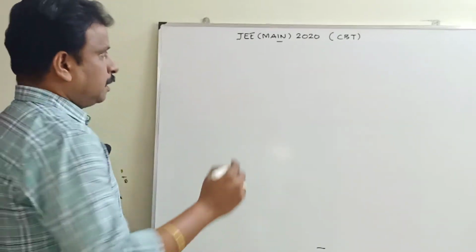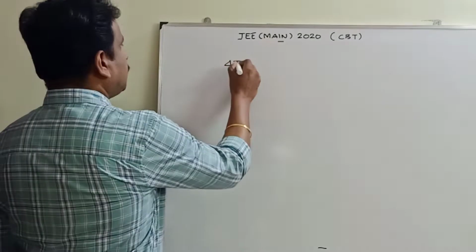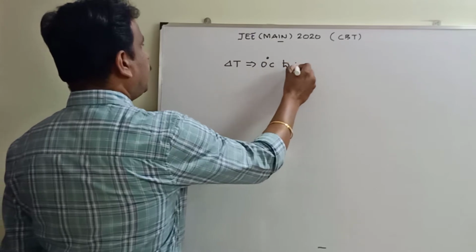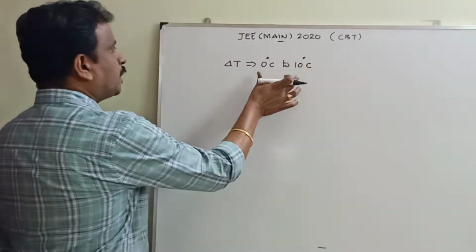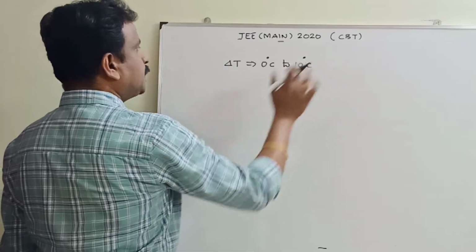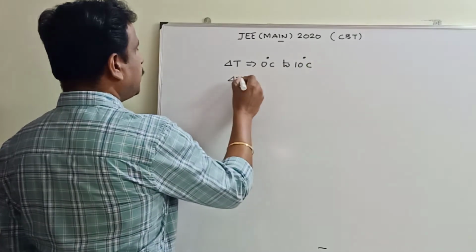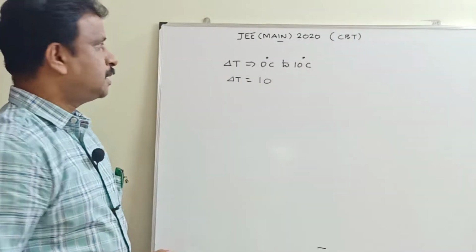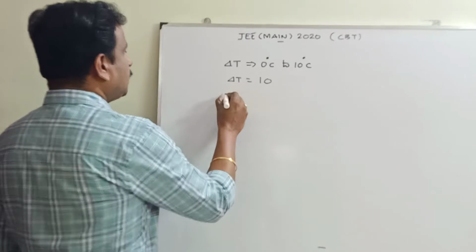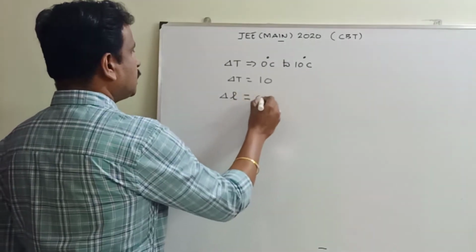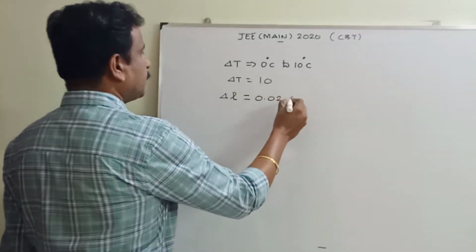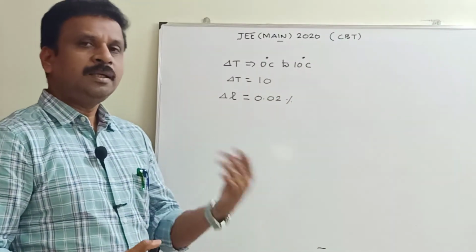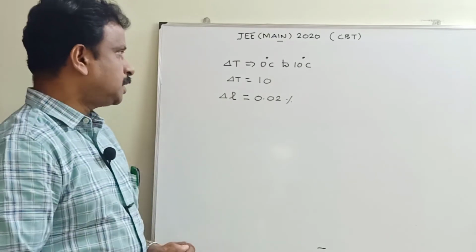So, the change in temperature is from 0 degree Celsius to 10 degree Celsius. If you convert this into Kelvin, the change will be the same. So, delta T is simply 10, it does not matter whether it is Kelvin or Celsius. And the change in length is also given, that is delta L is 0.02%. So, what is the concept here? When heat is given, its length increases, so it is called linear expansion of the rod.